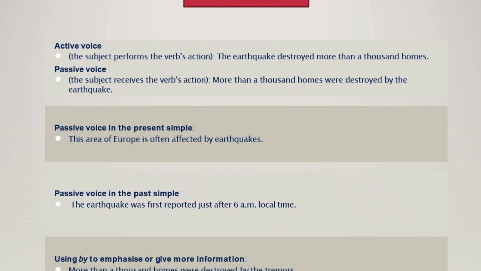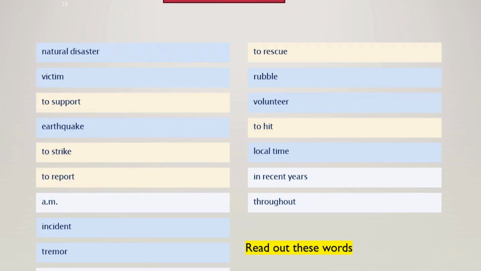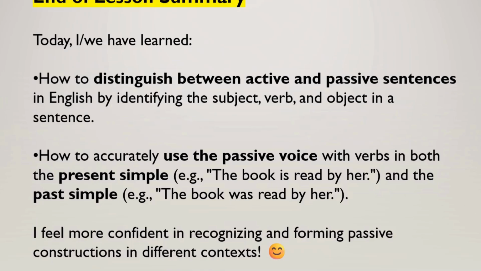Remember, the active performs and the passive receives. Read and say all these new vocabulary words we have learned in this lesson, and make 2 sentences with 2 words.